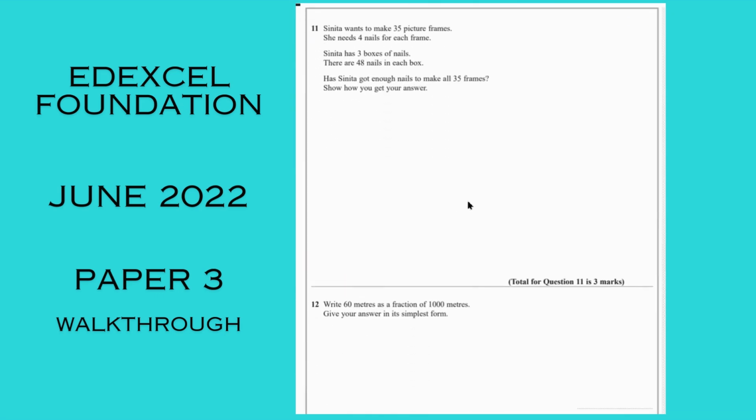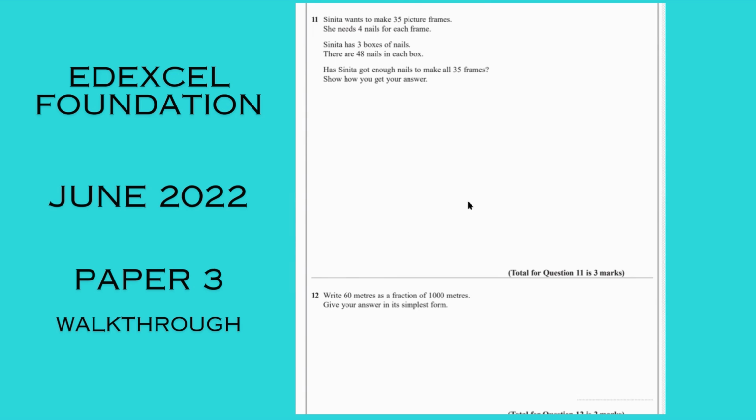Number 11. First proper wordy question. The previous one with the table I don't count. Sunita wants to make 35 pictures. So as soon as you see 35 picture frames, 4 nails each frame, get on your calculator or even use mental arithmetic.